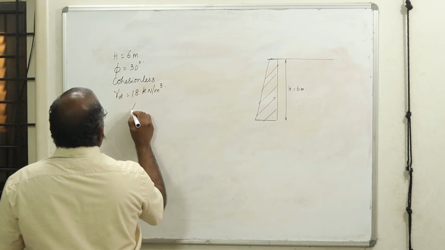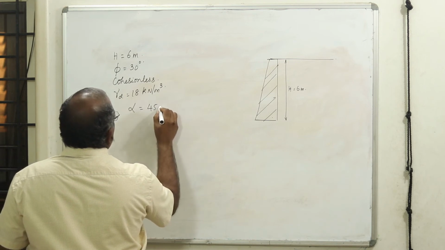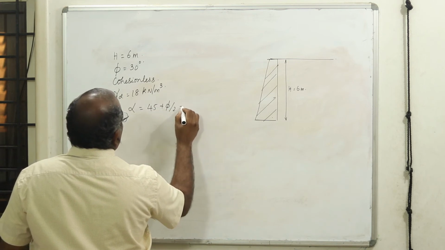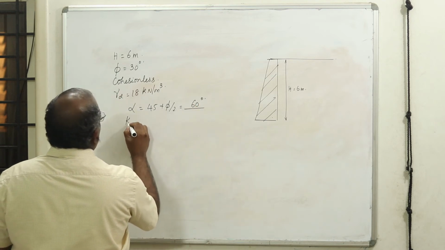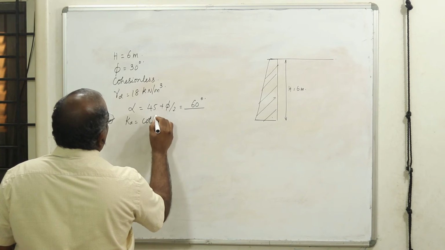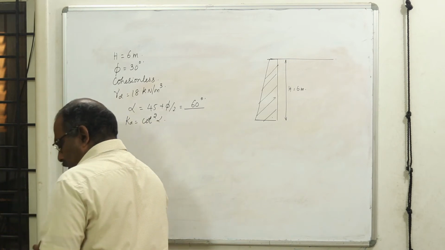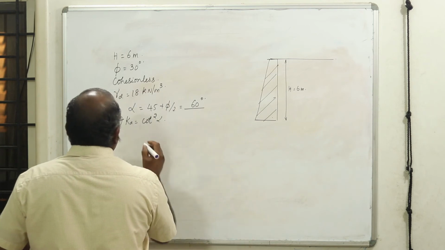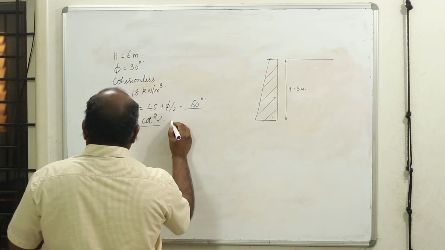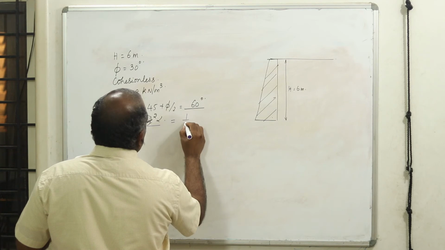Now first you have to find out alpha. Alpha is equal to 45 degrees plus phi by 2. You will get a value of 60. Then find out what is Ka. Ka is equal to cot square alpha. For the active case, this is cot square alpha. If you do this, you get 1 over 3.